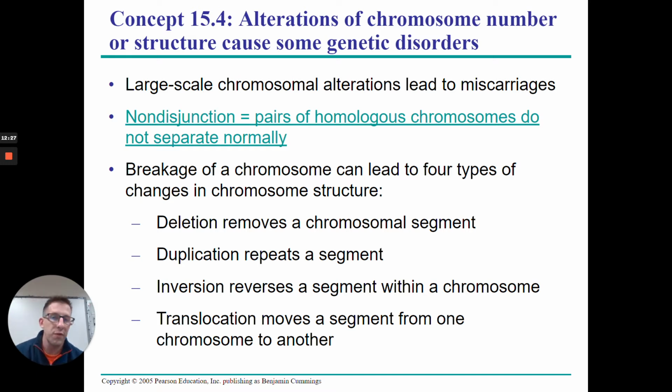Okay, one of the first things you need to understand is that large-scale chromosomal alterations oftentimes lead to miscarriages. Miscarriages actually happen far more often than you would ever think, oftentimes without the mother ever even knowing. And so that's nature's way of saying there's too much wrong with this baby as it's developing. We have to start over, or else the baby will be born with some debilitating problems. So miscarriages actually happen quite often.